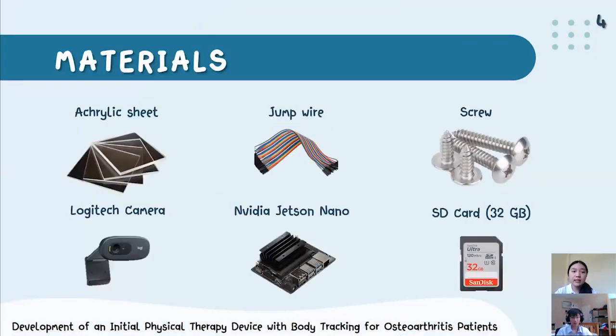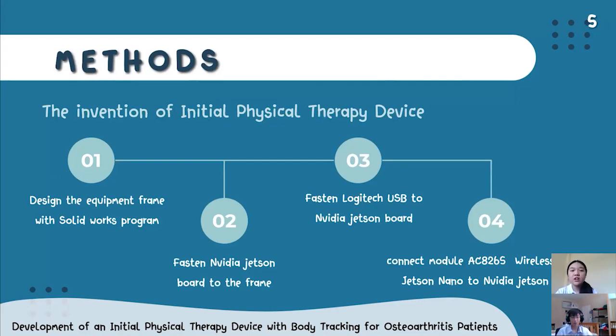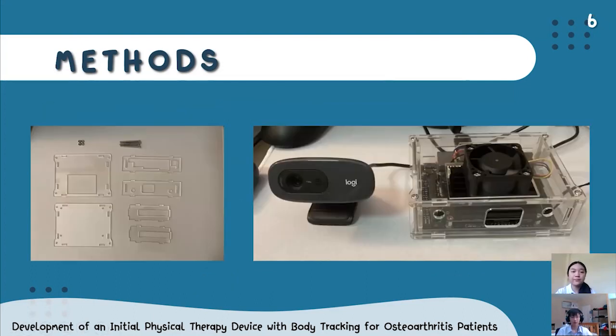Materials and methods. For the materials, we use an acrylic sheet, jump wire, screw, Logitech camera, NVIDIA Jetson Nano board, and SD card. The invention of the initial physical therapy device: First, we designed the equipment frame with the SolidWorks program. Second, we fasten the NVIDIA Jetson board to the frame. Third, we fasten the Logitech USB camera to the NVIDIA Jetson board. And fourth, we connect the TH-ET-HG-21065 wireless NIC module for the Jetson Nano to the NVIDIA Jetson board. And this is the picture of our frame and our device.